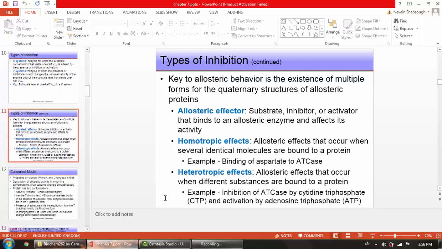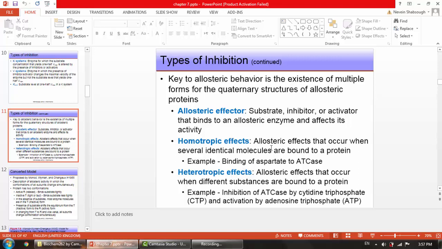Again, the key to allosteric behavior is the existence of multiple forms for the quaternary structure of allosteric enzymes or proteins. Now, as I said before, allosteric effector refers to a substrate, inhibitor, or activator that binds to an allosteric enzyme and affects its activity. There are two types of allosteric effects. We have homotropic effects and heterotropic effects.